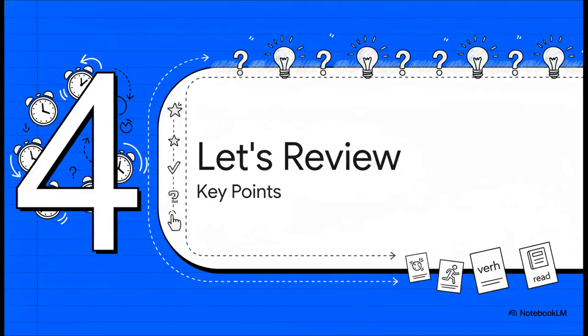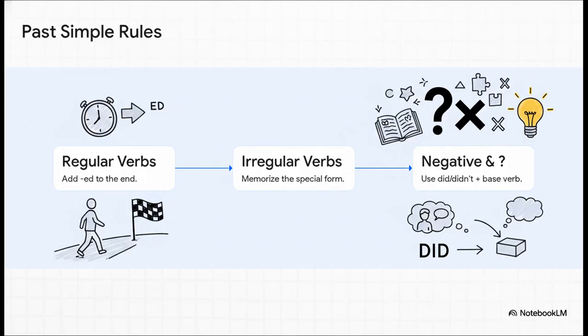You are doing fantastic. We've gone over a lot, so let's just do a quick recap of the most important things to remember. Okay, so here are the three big rules. Number one, for regular verbs, just add ed. Number two, for irregular verbs, you got to remember their special past form. And number three, this is the key, for questions and negatives, you always use did or didn't, and then the original base verb. No ed.